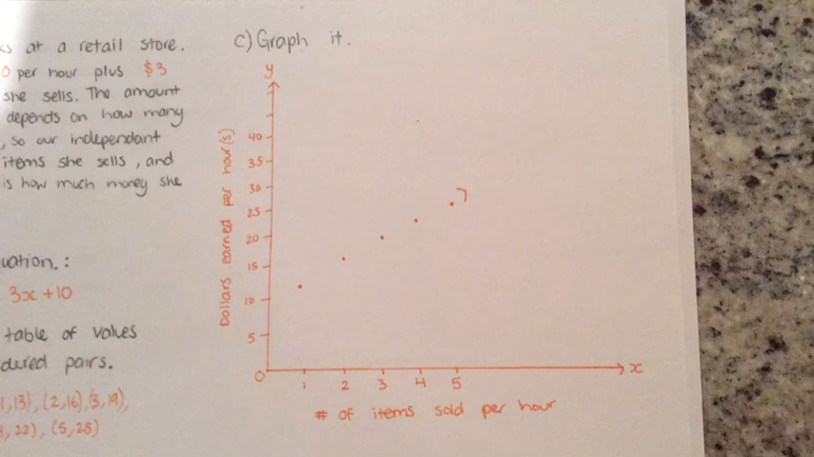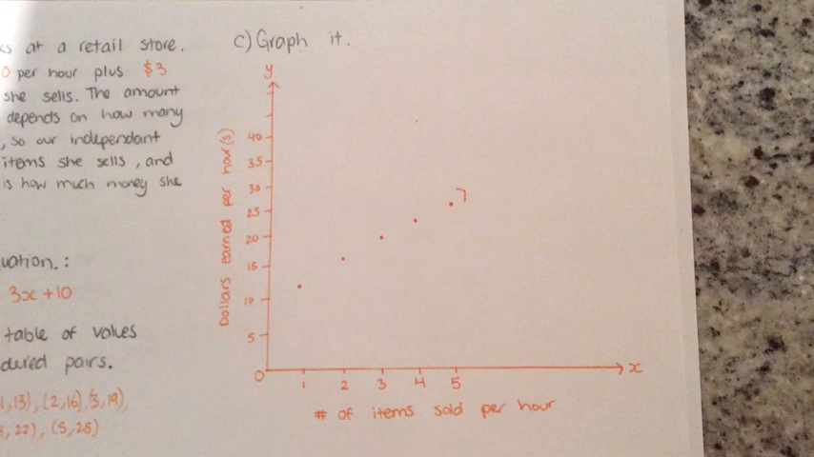Then you graph it. If you do all of these in order, you should get 1 will follow all the way up until 13. You line up 2, number of items sold per hour, and you will get $16 earned per hour, and so on. This list will continue on, but I only went up to 5. If you have all of these correct, you have found a solution for your question.